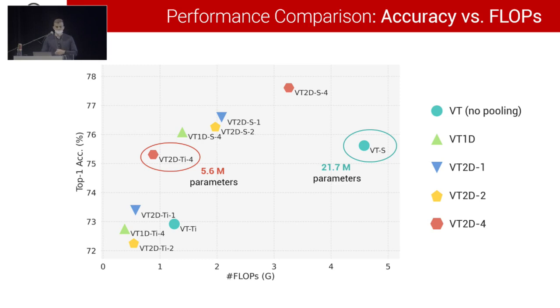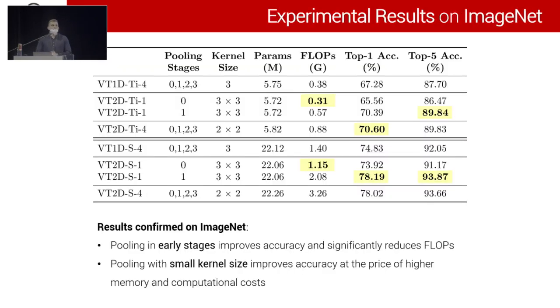Our results are also confirmed on the ImageNet dataset, that is a much bigger and more complex dataset than CIFAR100. In particular, our results on ImageNet confirm that pooling layers in the early stage are able to improve the accuracy and to reduce the computational cost in terms of flops, while pooling in the last stages, with small kernel size, is able to improve the accuracy, but at the cost of higher memory and computational requirements.